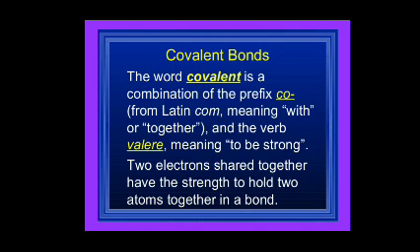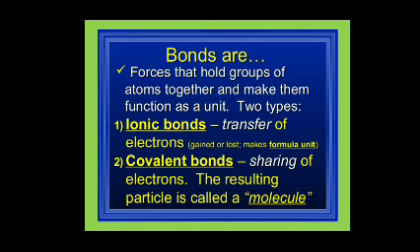They are shown by the symbol of a single line, or double lines, or triple lines between the atoms. The single line is one pair of electrons between the atoms. These covalent bonds are formed between the atoms.